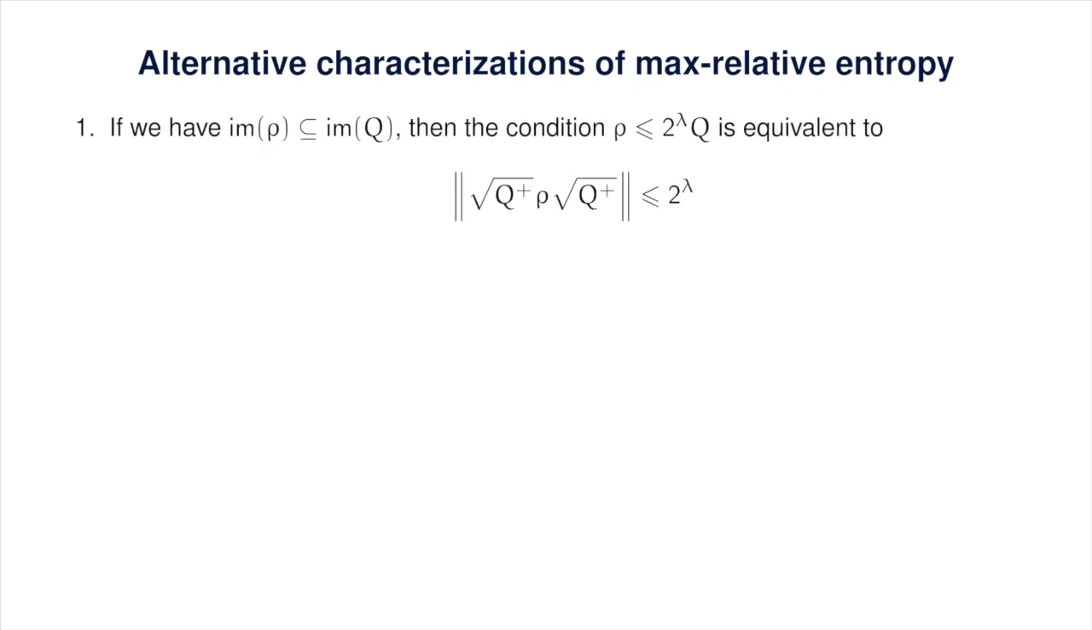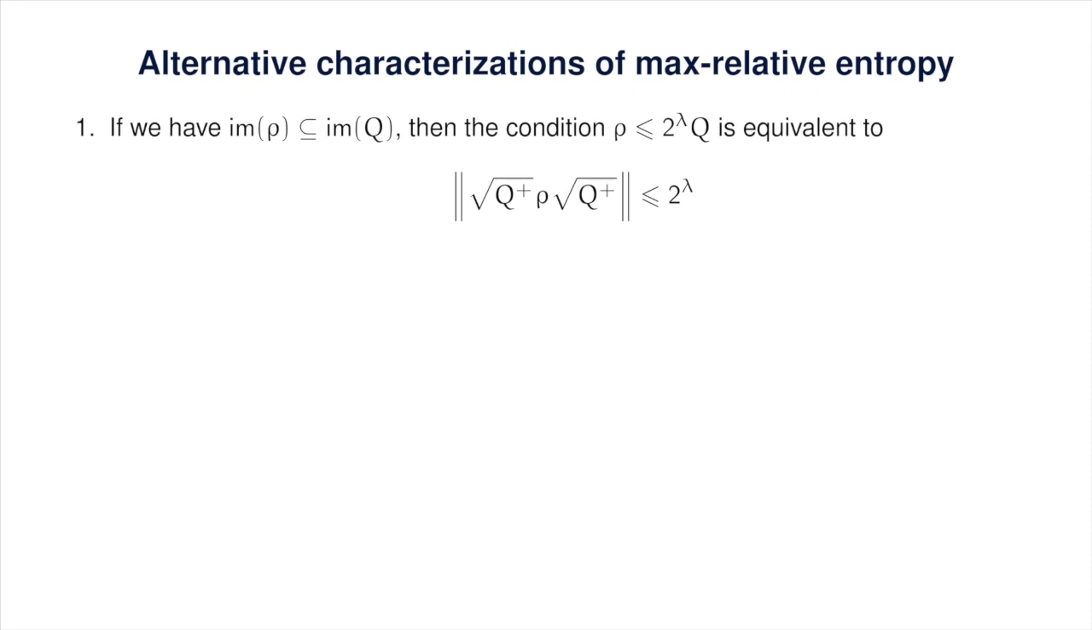There are a couple of alternative ways to express the max relative entropy that we will now take a moment to note. For the first, we can observe that in the case that the image of ρ is contained in the image of q, the condition that ρ is less than or equal to 2 to the lambda times q with respect to the positive semi-definite ordering can be expressed in a different way. Specifically, this inequality is equivalent to the spectral norm of ρ conjugated by the square root of the Moore-Penrose pseudo-inverse of q, being at most 2 to the lambda.